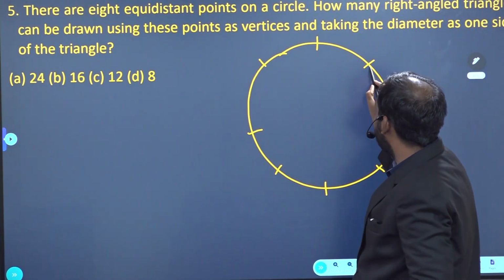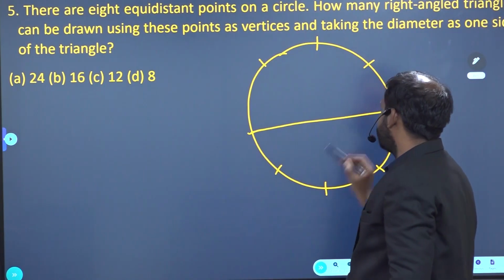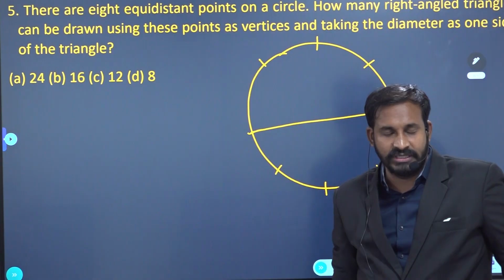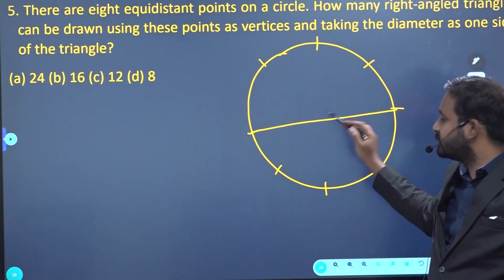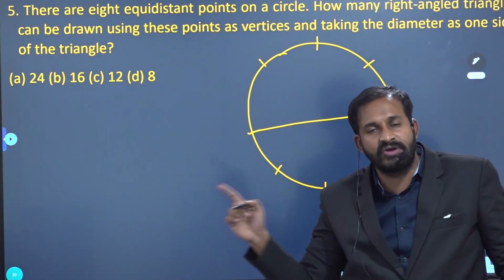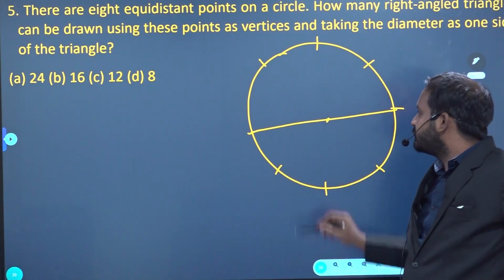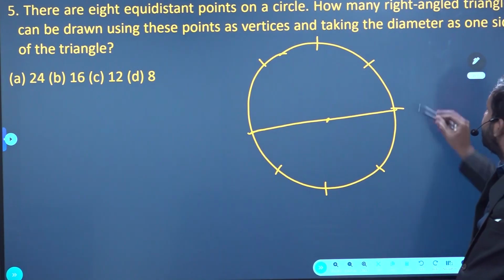So this will be exactly opposite to this. When I join these two points, what does it become? A diameter, right? Why? Because they are equidistant points, so opposite points will be exactly opposite to each other. If you join two opposite points in a circle, it becomes a diameter. Now they are asking, by using this, how many right angled triangles?